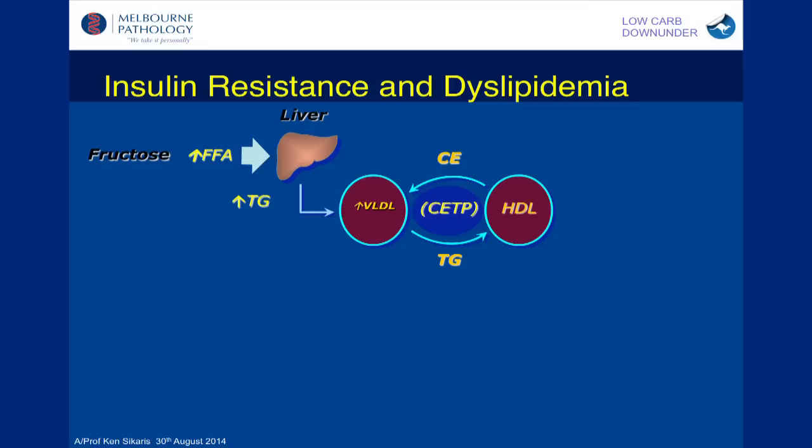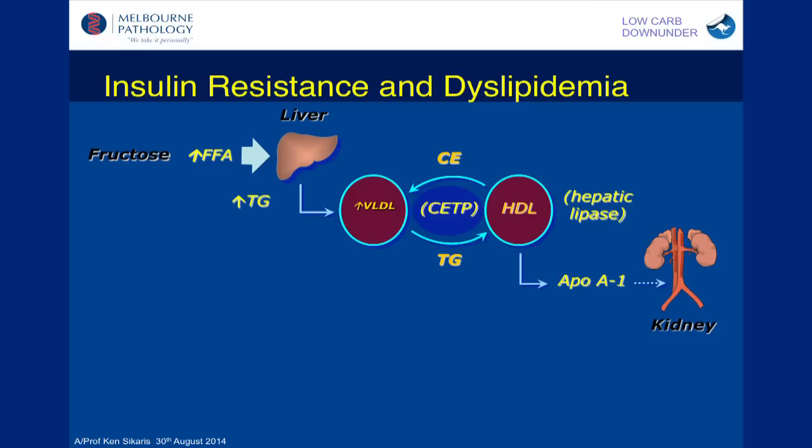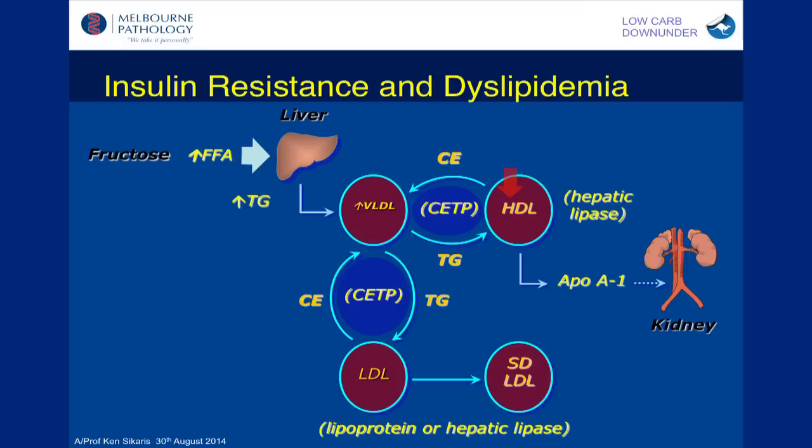The next thing is even worse, because LDL also wants to help out its mate, its big brother, and says, give me some of your triglycerides and I'll give you some cholesterol ester. And after a while, the LDL gets worn out, if you like, and becomes this small, dense particle. It becomes a different form of LDL than what was meant to be in the blood. And that small, dense particle is an altered form of LDL.